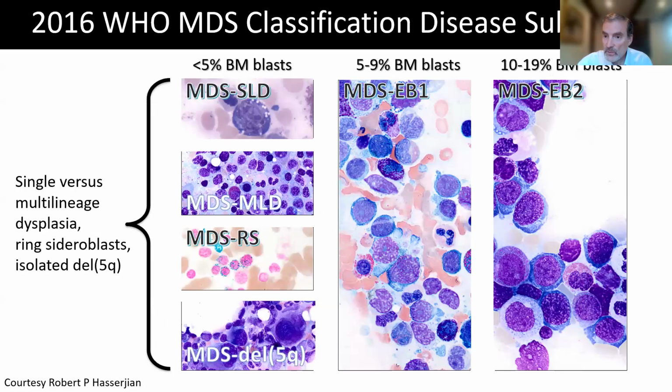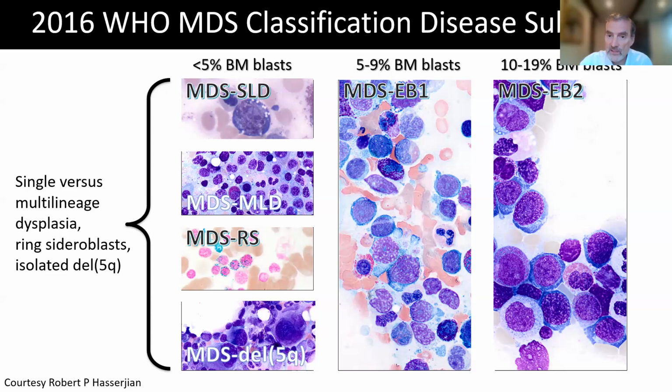So what classifications do we have for MDS today? The most recent one was updated in 2022. We updated it from the 2016 classification that I'm showing here on the screen. And what we did there is we put patients into bins based on, first, how many bone marrow blasts did they have? How many of these primitive cells were in the bone marrow?